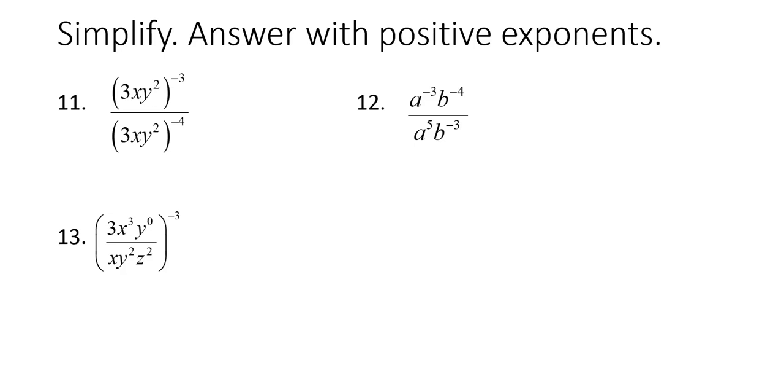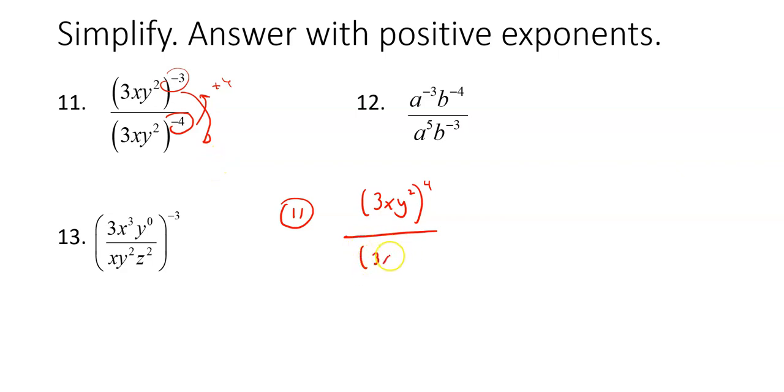All right, take a look at number 11. Number 11, you notice the inside terms are the same, but one is raised to a negative 3rd power, one's raised to a negative 4th power. So maybe I can flip them. Maybe I can make it a 3xy squared to the 4th on top, right? So that negative 4 on the bottom, when I move it to the top, becomes a positive 4. And when I move this guy from top to bottom, again, he becomes positive.